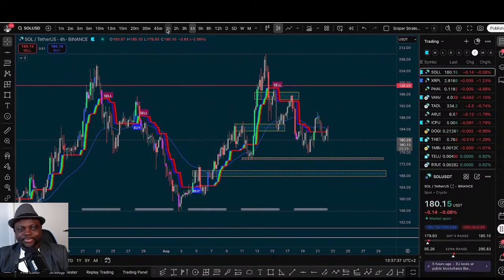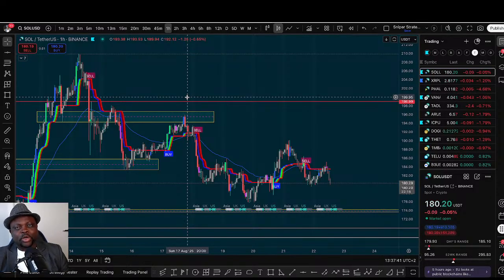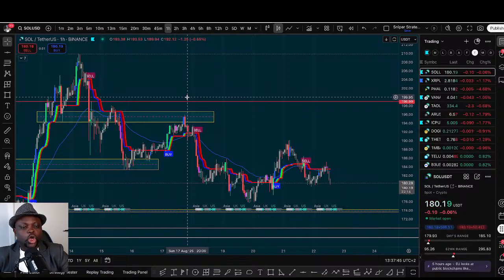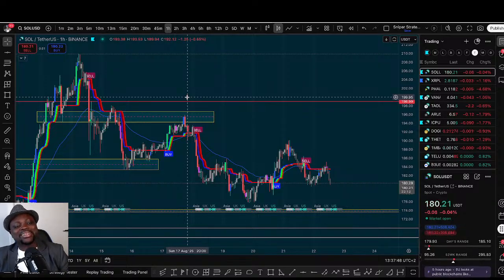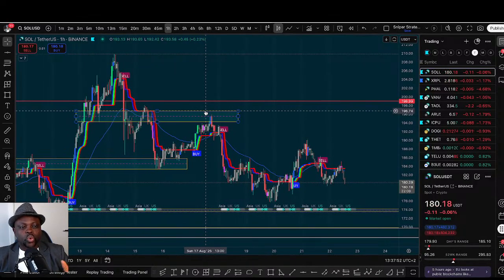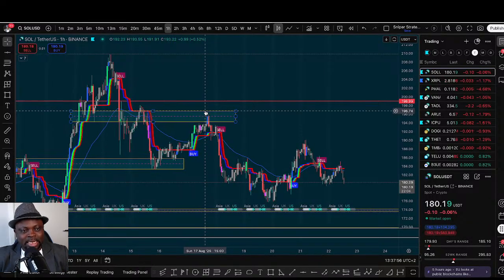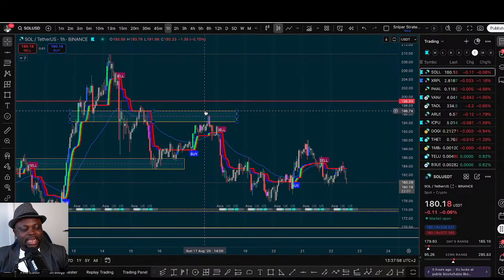But again, we cannot really tell how you're going to react most times. But make sure you actually mark these zones to give you some perspective as to which areas you are going to be looking at for that entry and that exit. I've shown you guys the entry and the exit, and I want you guys to go and watch this video. If there's something you didn't understand, do let me know, and I'm going to explain more.